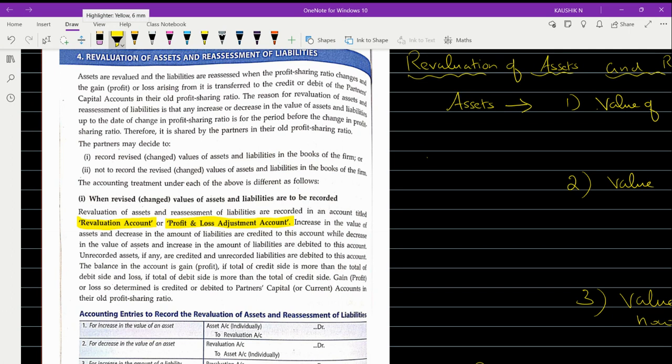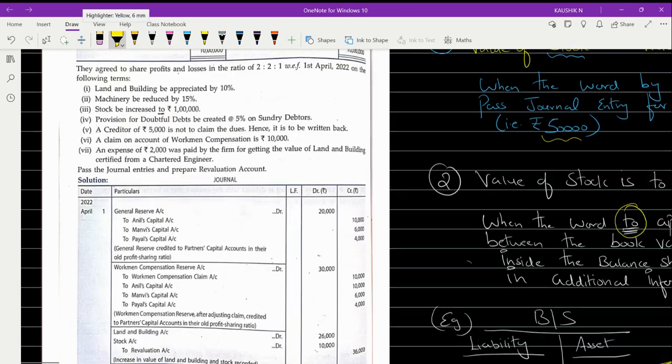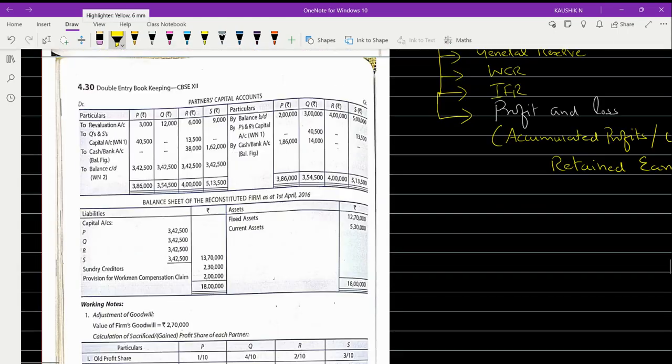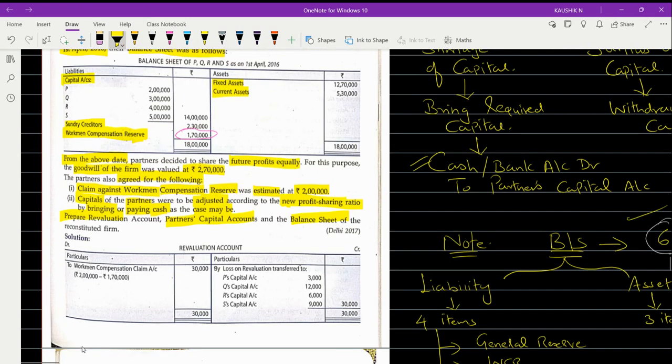In some questions they may ask you to prepare a P&L adjustment account. Many students find it difficult or get confused, thinking P&L adjustment account means P&L appropriation account, and they go wrong through misconception. P&L adjustment account means they are referring to the revaluation account. Is it clear? I think your teacher might not have told you this. Even experienced teachers lose out on something, and that is why we are here to guide you.